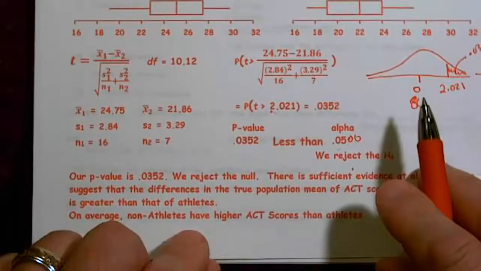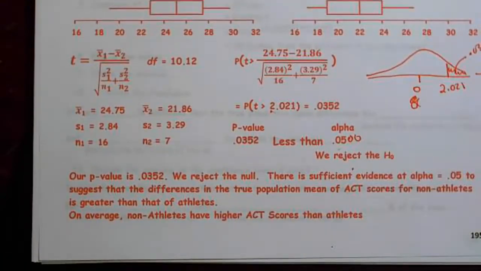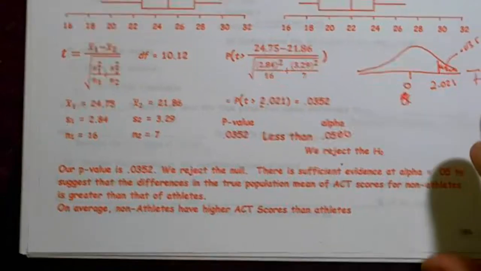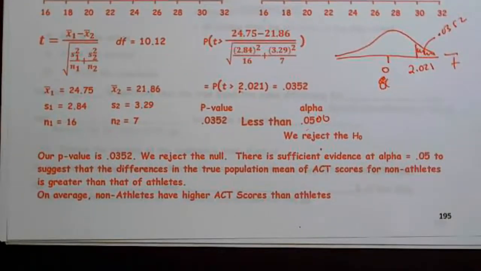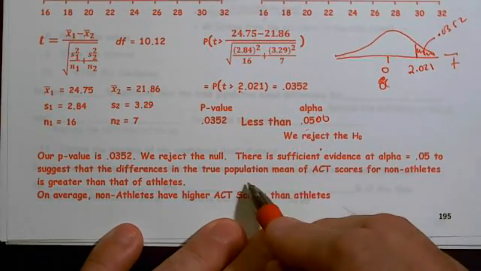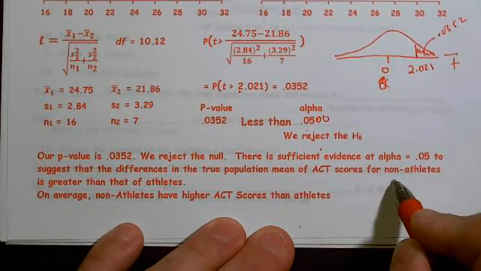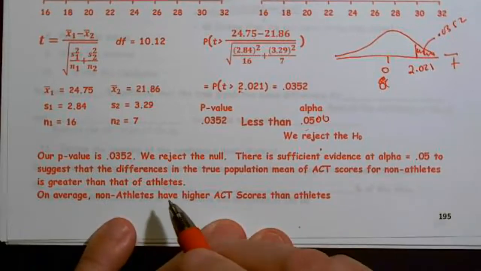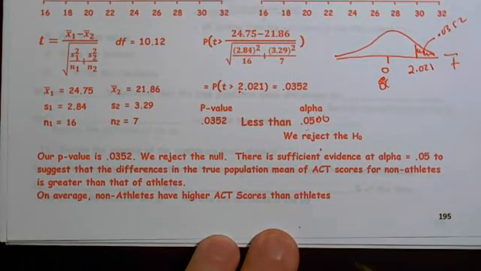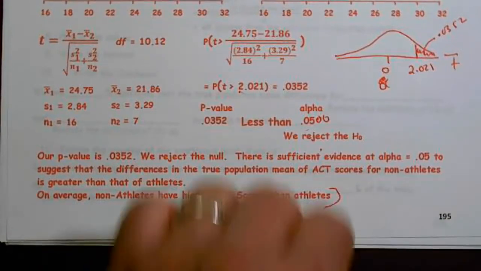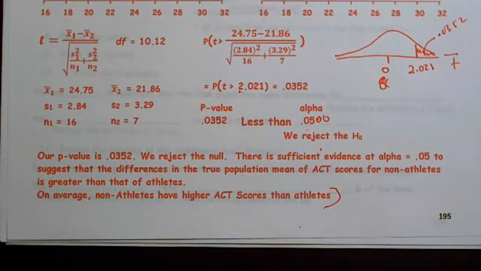So here's the way you write it up. Our p-value is 0.0352. We reject the null. There is sufficient evidence at alpha equals 0.05 to suggest that the true population mean of ACT scores for non-athletes is greater than that of athletes. On average, non-athletes score greater than the athletes, making it explainable to the poorly educated.